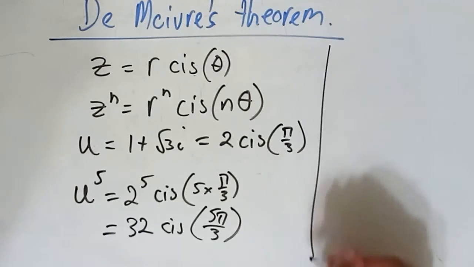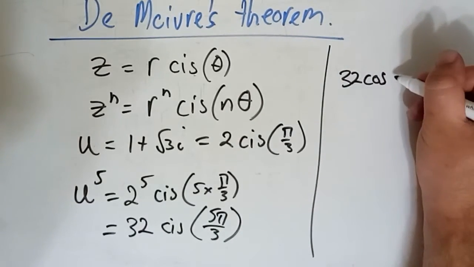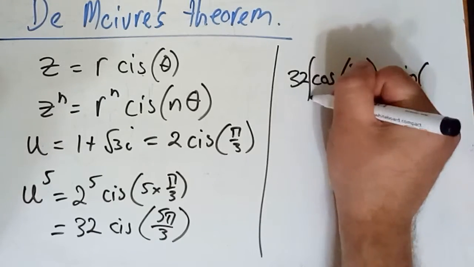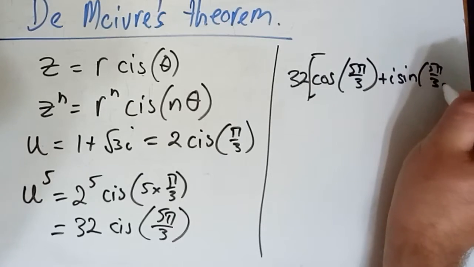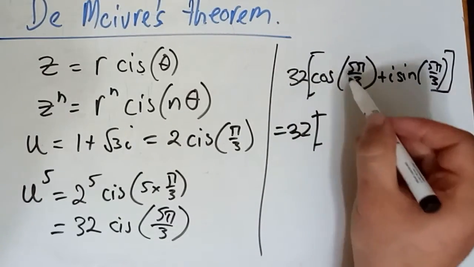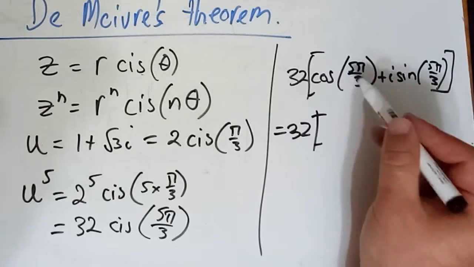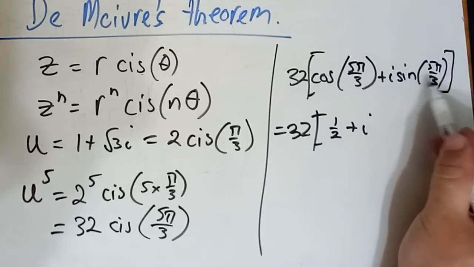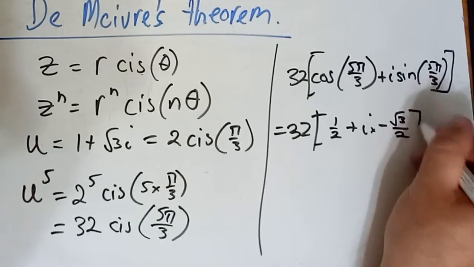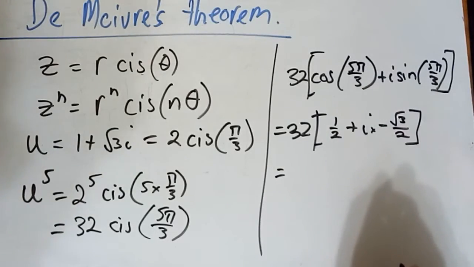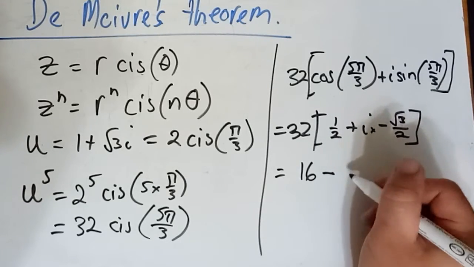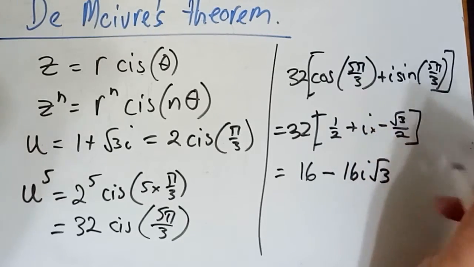Just expand it out. So you can expand that out: 32 cos of 5 pi on 3 plus i sine of 5 pi on 3. Oh, I forgot the 32 in there. Let's put brackets around the whole thing. And then I can say I didn't make a mistake. There we go. So let's work that out. It's just 32 bracket cos of 5 pi on 3. That's in the 4th quadrant, so we've got a half, plus i sine of 5 pi on 3, so we've got negative root 3 on 2 over there. Then just multiply. Let's expand it: 16, and this is minus 16i root 3 if expanded out.